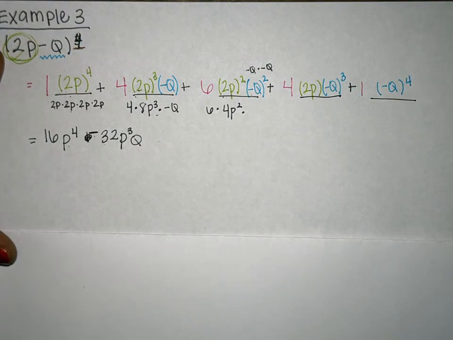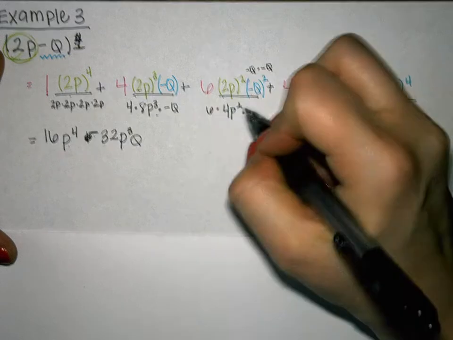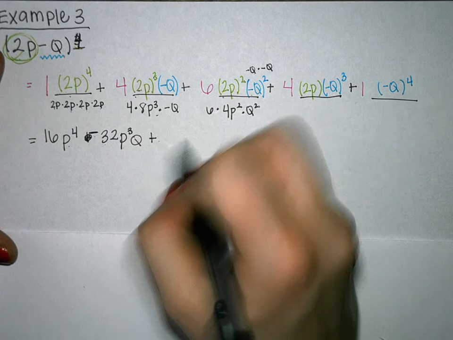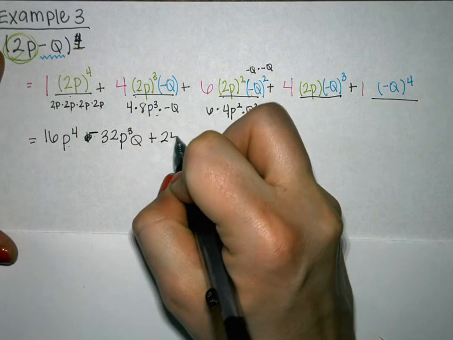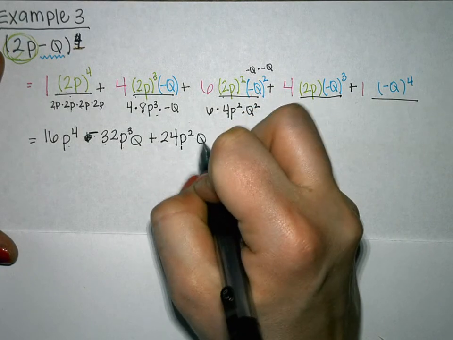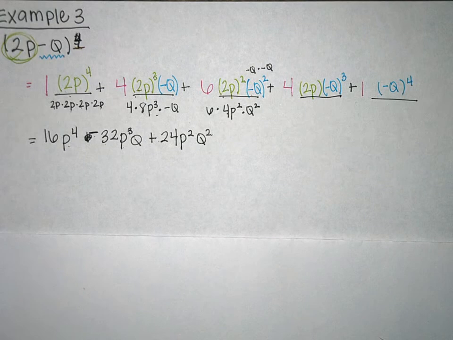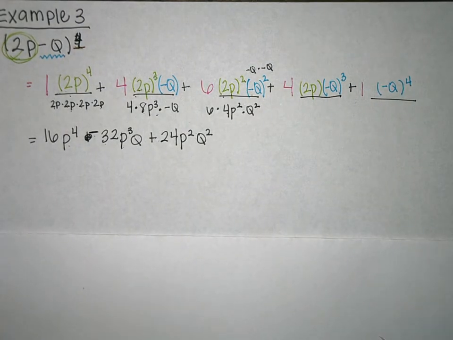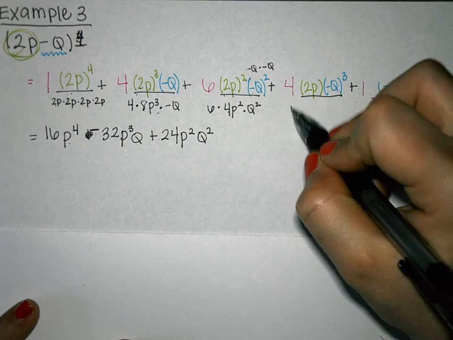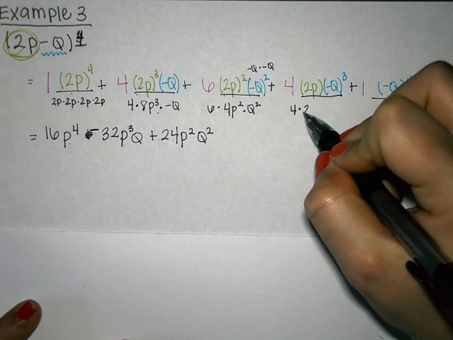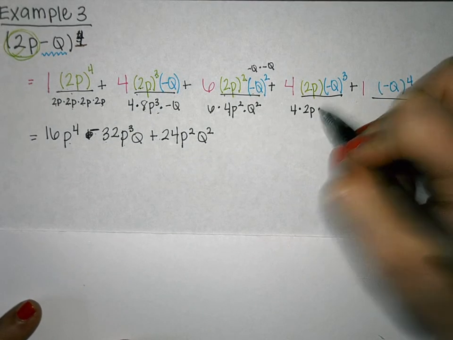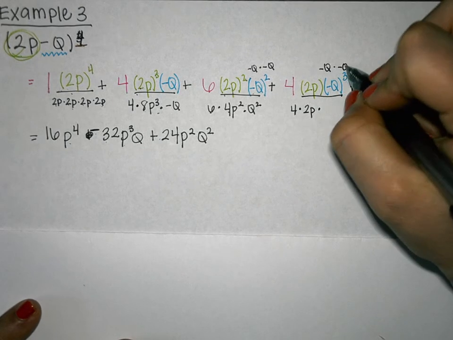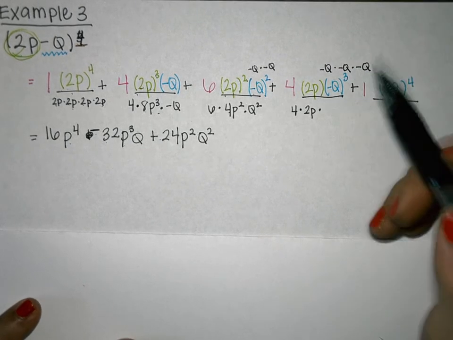Negative q times negative q gives me positive q squared. So this is going to be plus 6 times 4 is 24 p squared q squared. My next one is going to be 4 times 2p to the first, so 2p, times negative q to the third. That's negative q times negative q times negative q.